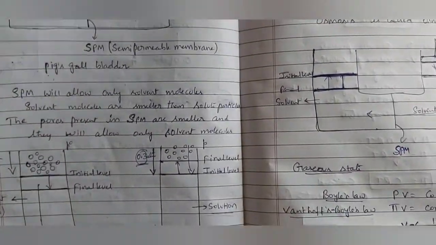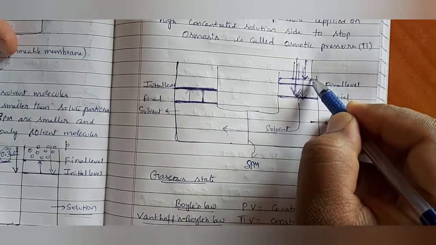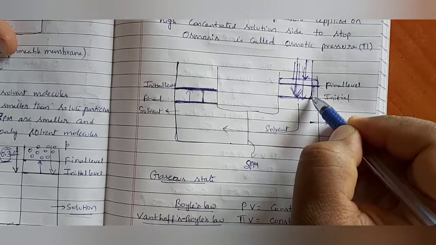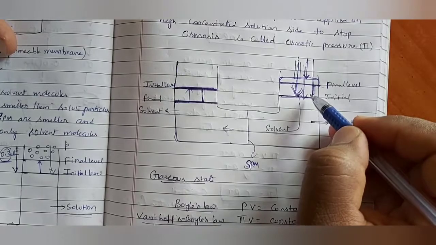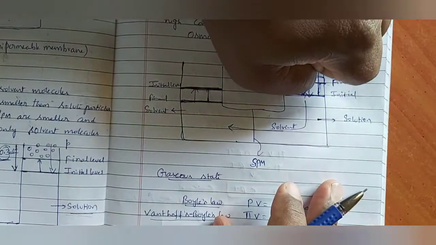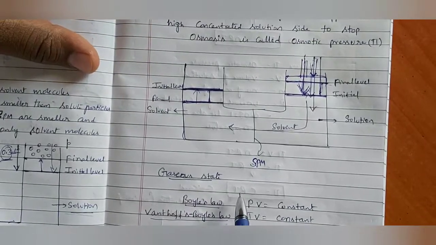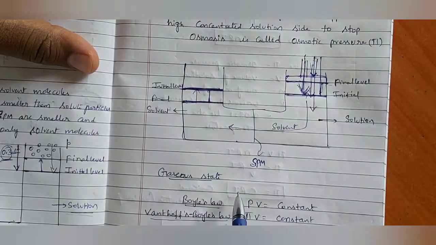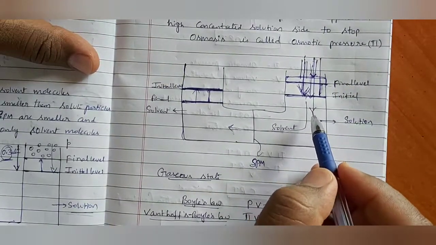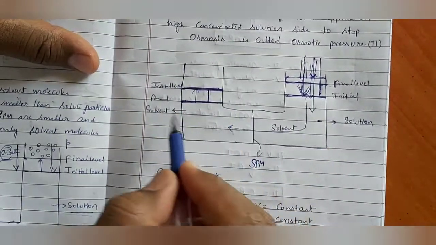In the diagram only, as long as we kept piston up to this initial level, osmosis will be stopped. That pressure is called osmotic pressure. Already we have seen. Now I am applying the pressure more than osmotic pressure, down. I am applying pressure greater than osmotic pressure of solution. Then what will happen? Solvent molecules will move from solution side to solvent side continuously.